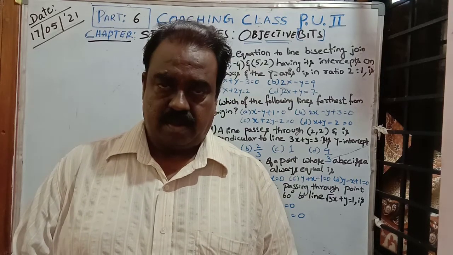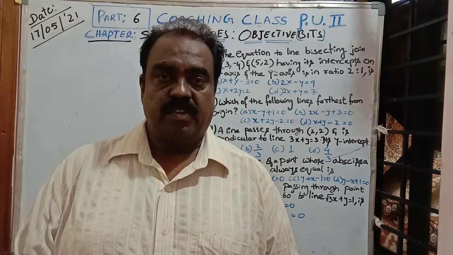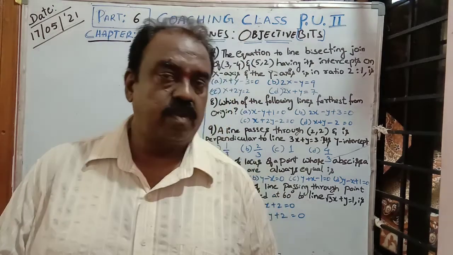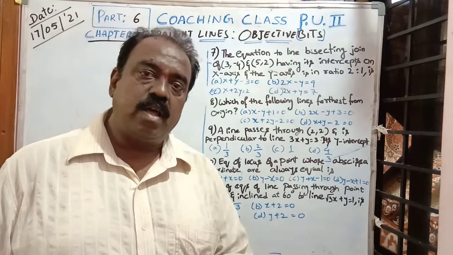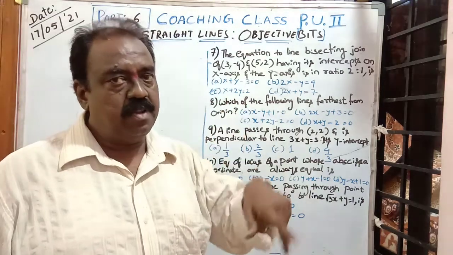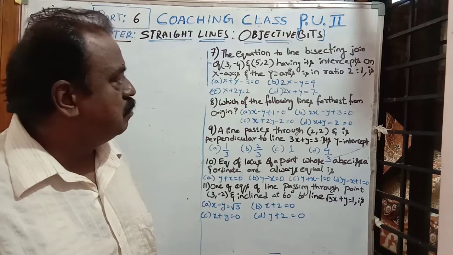The online classes, PU2, it is coaching for CET and also useful for JE also, of course. And we are in the straight line chapter and we started the objective also. We solved 6 problems in the previous video. Now we are going to solve the 7th problem.